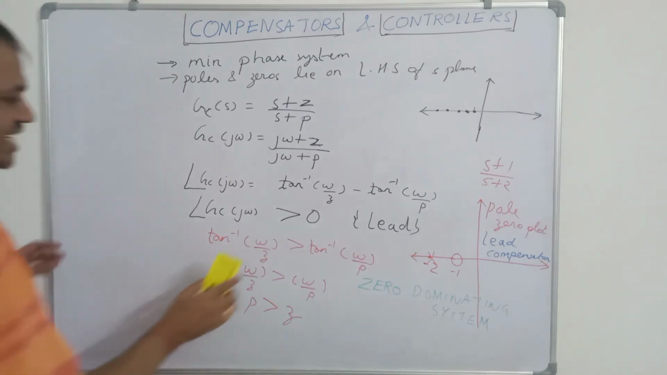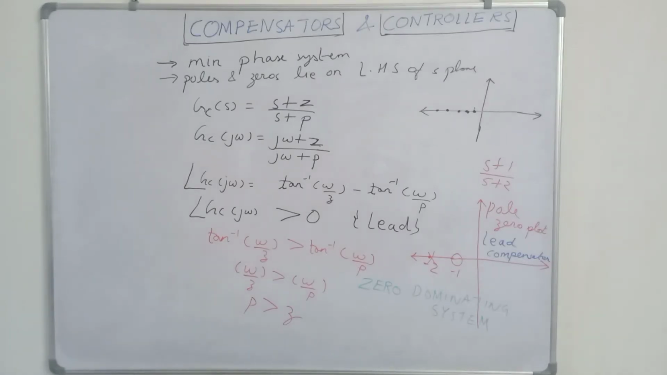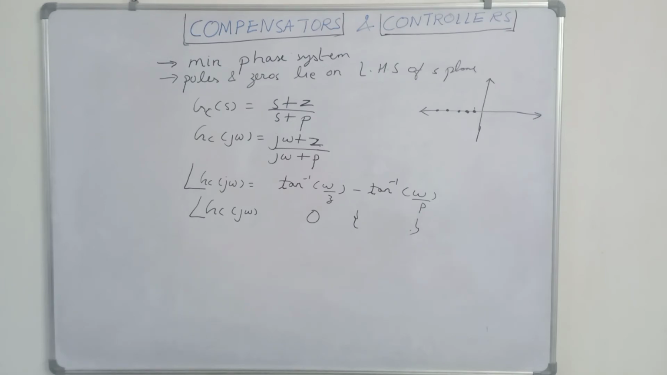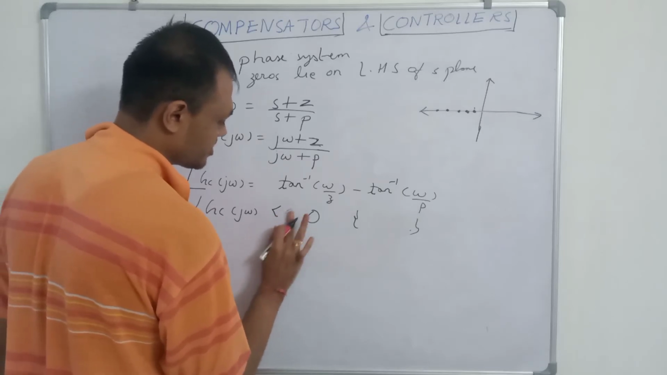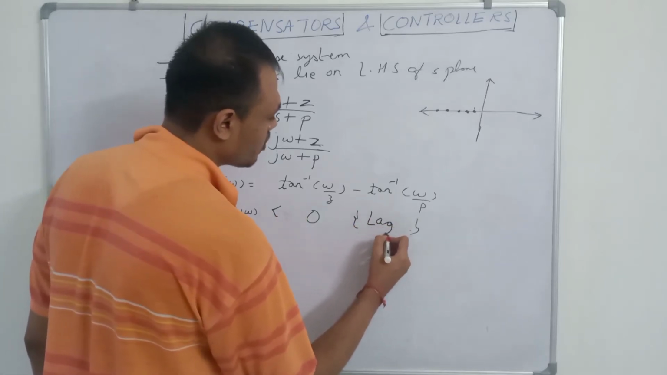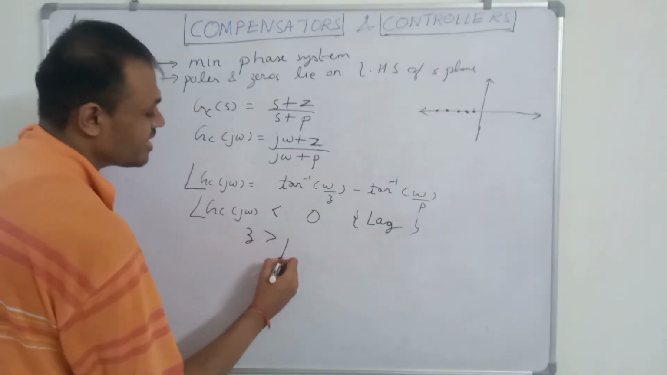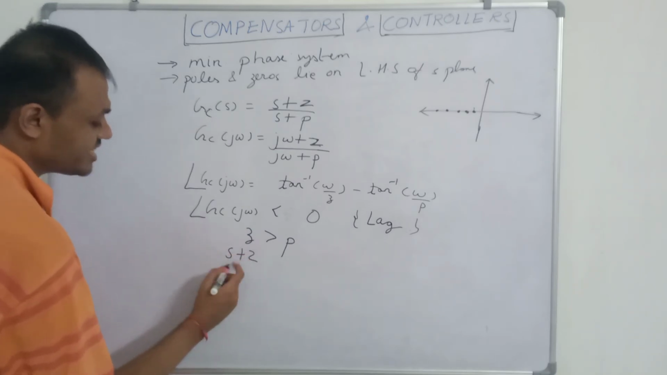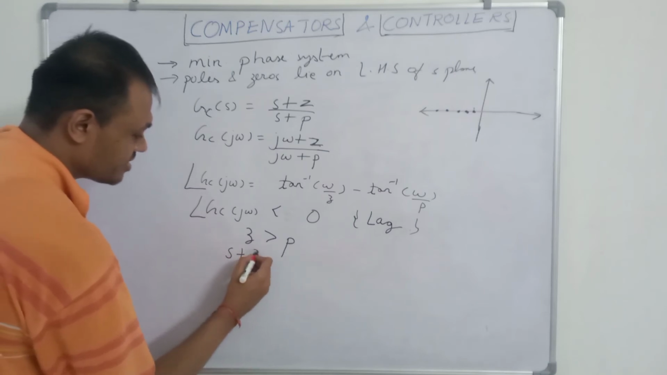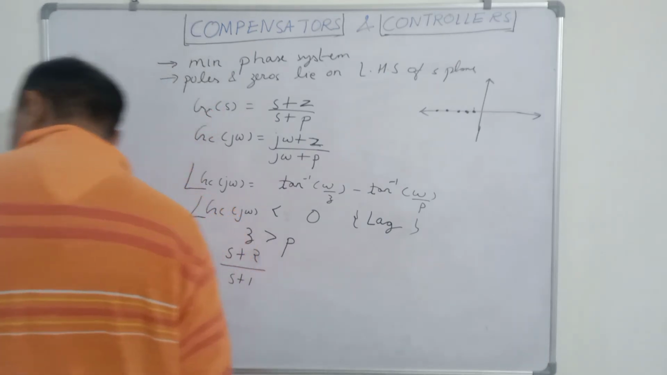Similarly, for a lag compensator, the angle Gc(jω) will be less than 0. When the angle is less than 0, it is called a lag compensator. So for a lag compensator, Z will be greater than P. An example could be (s + 2)/(s + 1). This is the pole zero plot of a lag compensator.